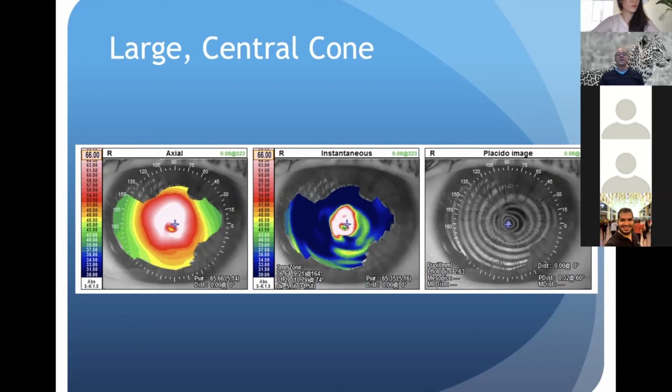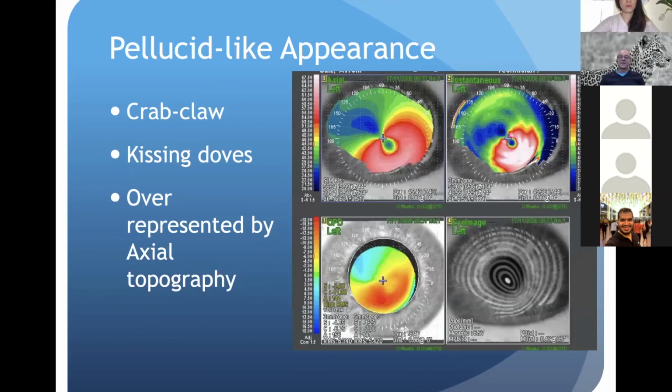Now, I like this slide a lot, because whenever you show this crab claw appearance, which is what the axial map demonstrates, and it's evident on the tangential as well, whenever you show these, let's say on an OCAP exam or an oral examination, the first thing that the trainee jumps to is to call it pellucid marginal degeneration. And I think that it's not pathognomonic, for one thing.